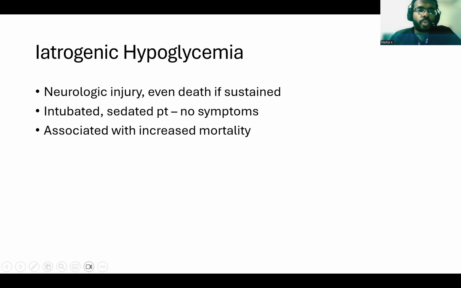So what about iatrogenic hypoglycemia? This is another important thing that you have to understand: hyperglycemia will not kill people very quickly, but hypoglycemia can. It can lead to permanent neurological injury and even death if it is sustained for a prolonged period of time. And what you have to be careful about in the ED is that intubated and sedated patients are not going to manifest any symptoms of hypoglycemia that we normally learn in MBBS.